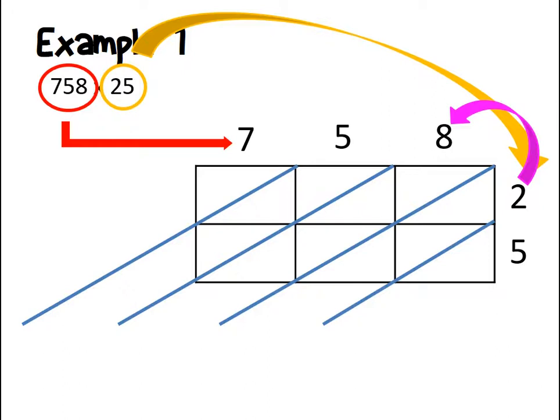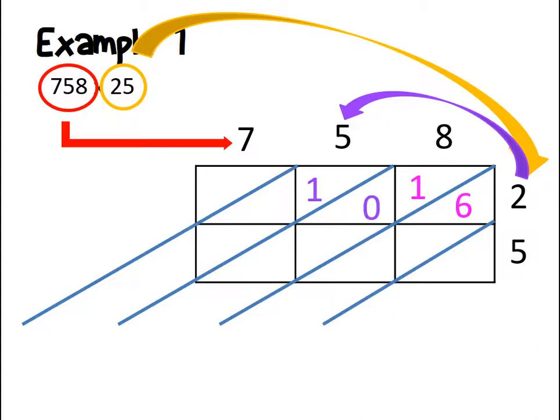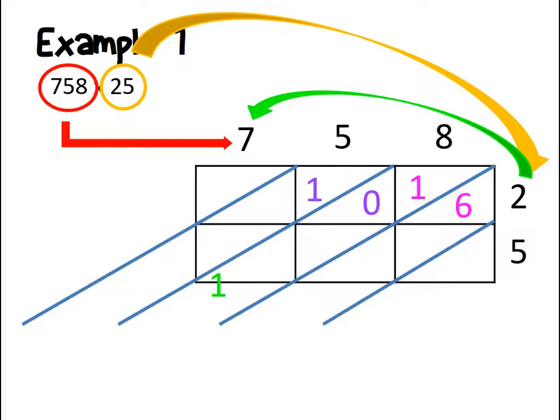So we have 2 times 8, which equals 16, 1 in the top triangle, 6 in the bottom triangle. Then we have 2 times 5, which equals 10, 1 in the top triangle, 0 in the bottom triangle. 2 times 7 is 14, 1 at the top, 4 at the bottom. Now we move on to the second row.